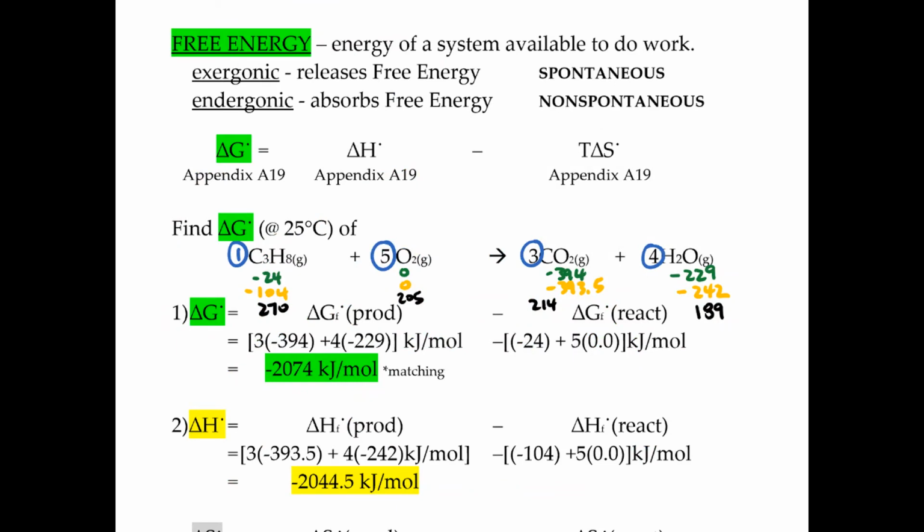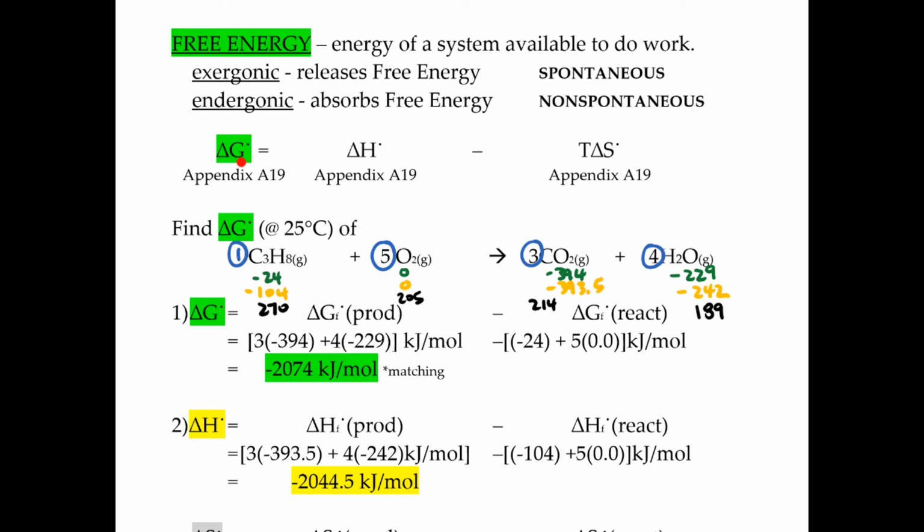Now we're going to turn our attention to free energy, which is delta G, and that is again the available energy of a system to do work. And there are 2 possibilities. Either the free energy is negative, which means it's exergonic, it releases free energy, which means it's spontaneous, or it's endergonic, which means it's positive, it absorbs free energy, it is a non-spontaneous reaction. Again, this is one of our dials on our dashboard, delta G. It tells us if a reaction is spontaneous.